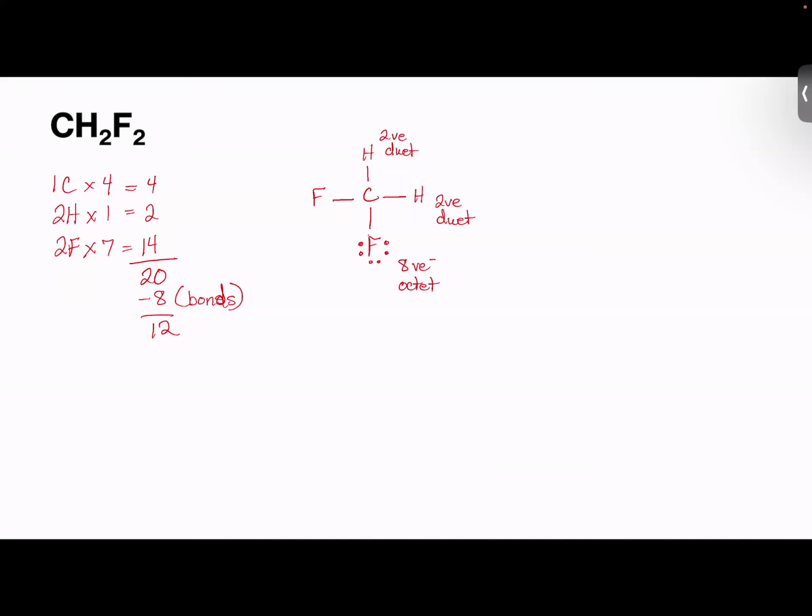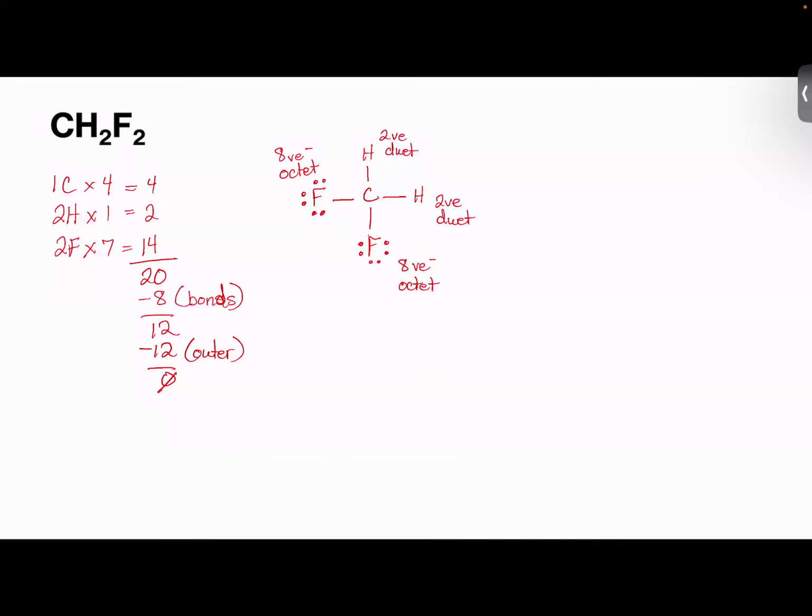We do so for both fluorines, and in giving our fluorines their octet, we used up all 12 of the remaining electrons. So we have no electrons remaining. At this point, you will notice that every time I did this, I said, okay, does everybody have an octet? Well, we know our hydrogens have a duet, which is what they need, and our fluorines have an octet because we specifically distributed some of those valence electrons to the fluorine.